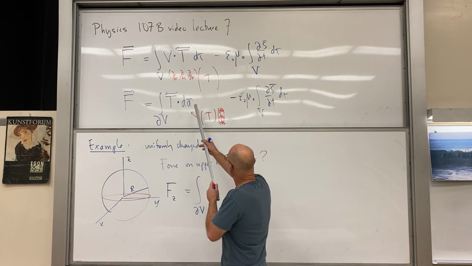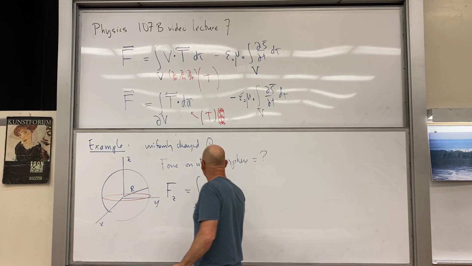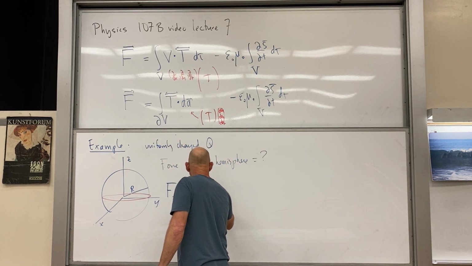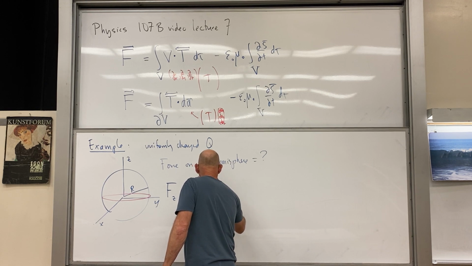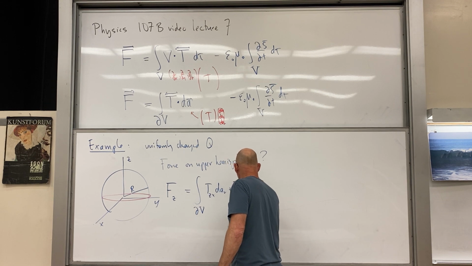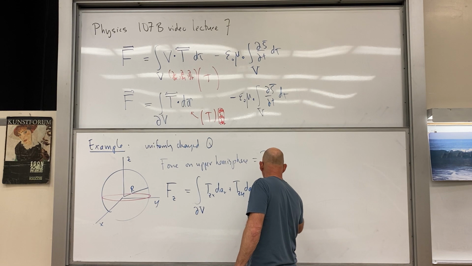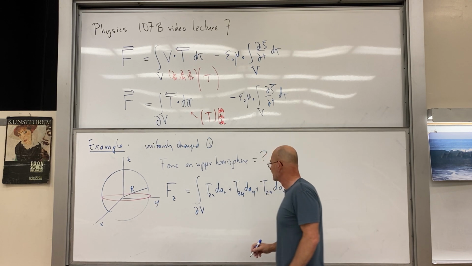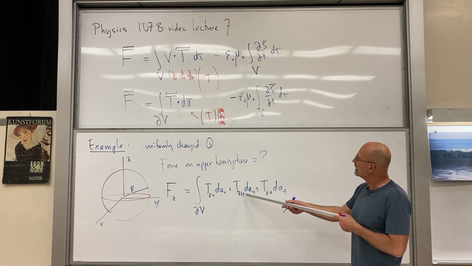And now it's the third, right? The third row times the column. So it's T_zx dA_x plus T_zy dA_y plus T_zz dA_z. Okay. That's what we're going to have to construct.